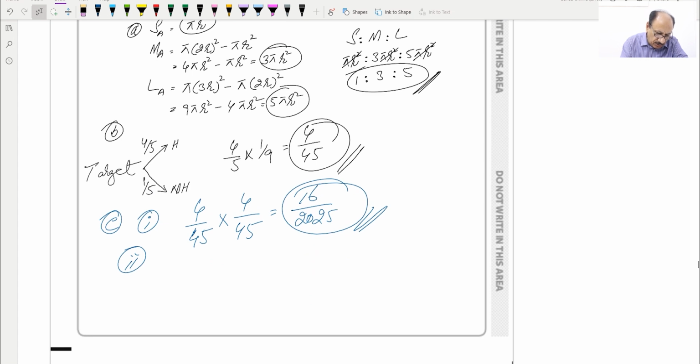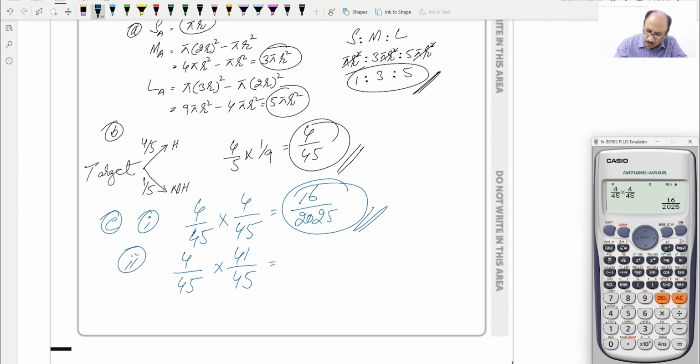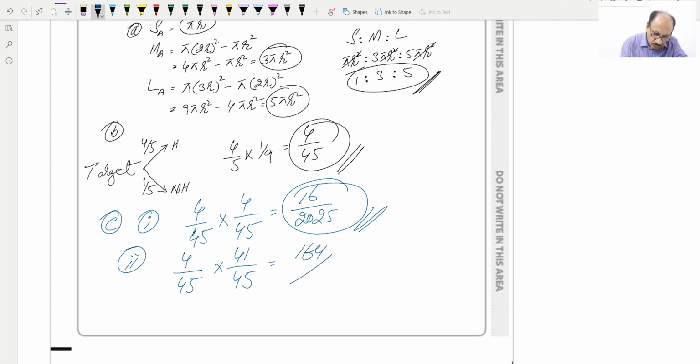So hitting bullseye is 4 by 45. So we can take the first one, hitting bullseye, will be 4 by 45, and not hitting bullseye, the remaining probability, will be 41 over 45. This results in 164 over 2025. 164 over 2025 will be the probability of one hitting bull's eye.